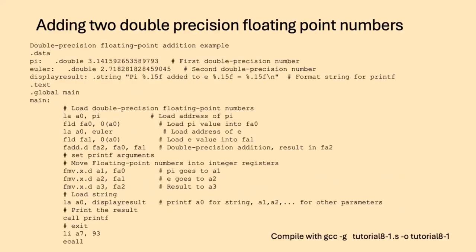Here's our first RISC-V program, and it's very simple. It just adds two double precision floating point numbers. When we compile this, we're going to use GCC because we're going to take advantage of printf. Printf gives us a lot of capabilities in this area.